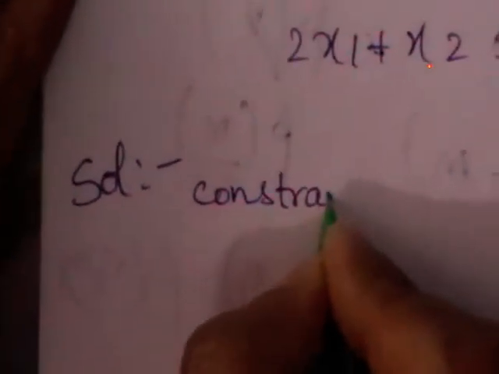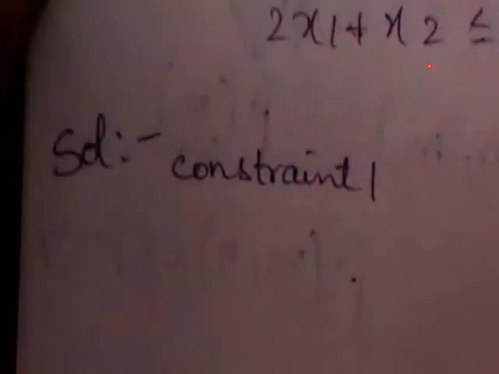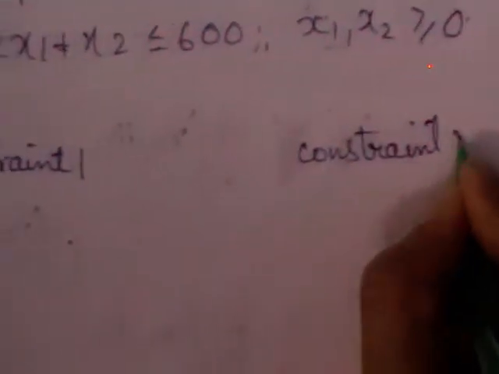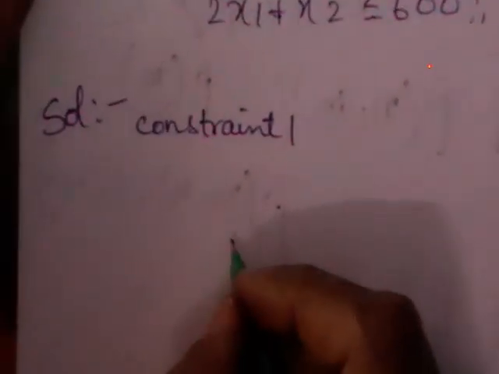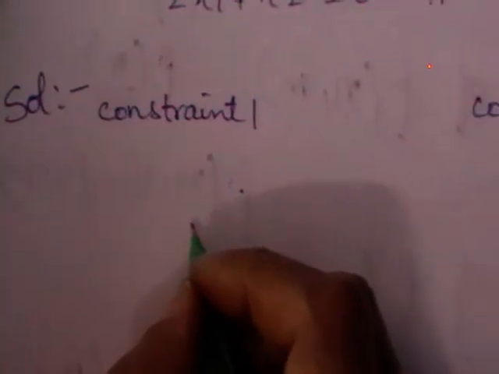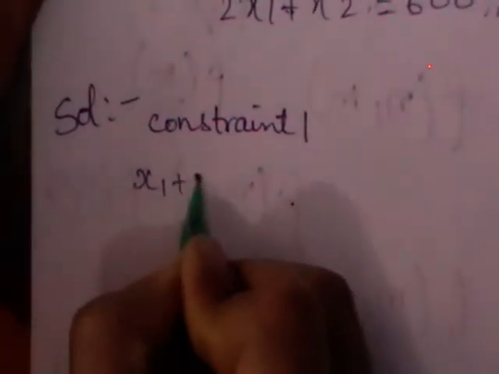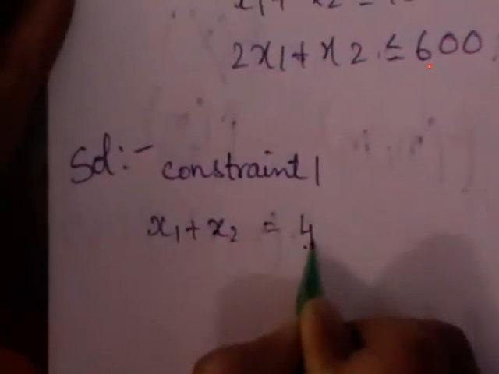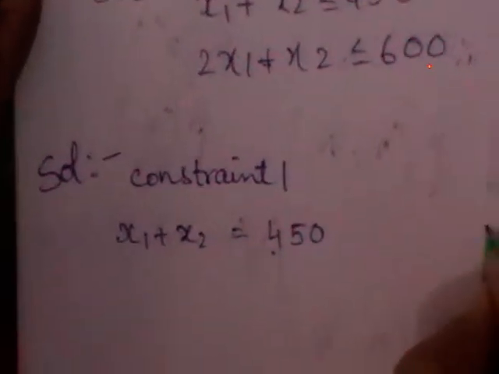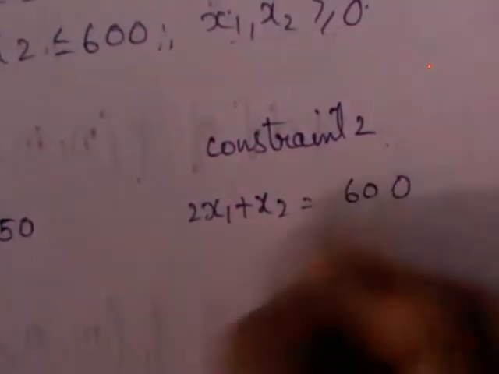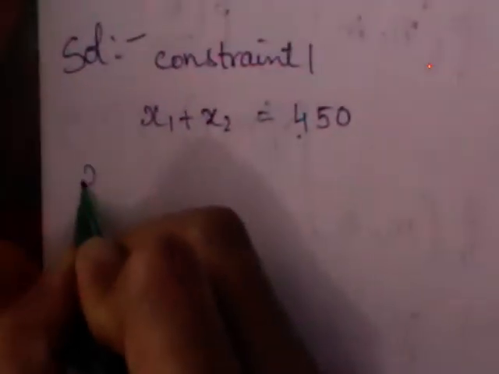Two constraints are given to you. Let us take those two constraints, constraint 1 and constraint 2. For these two constraints, let us find the ordered pairs to represent on a graph. So here both are of less than or equal to type. Try to consider those two as equations. These two are equations.